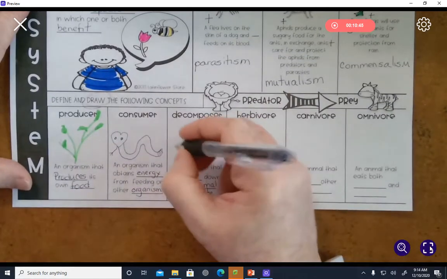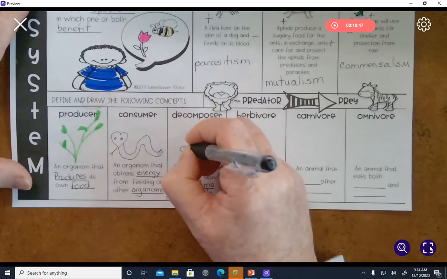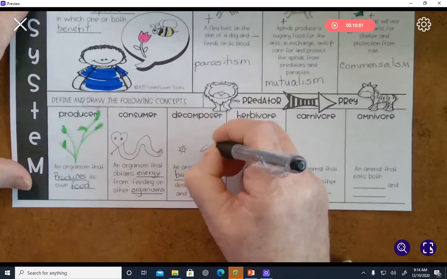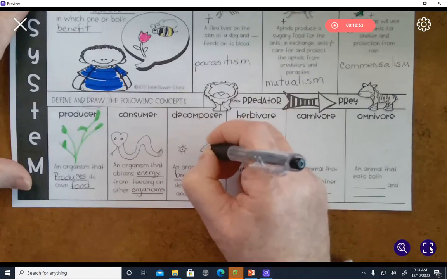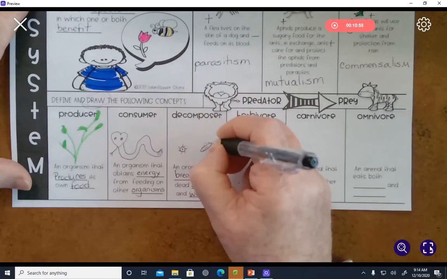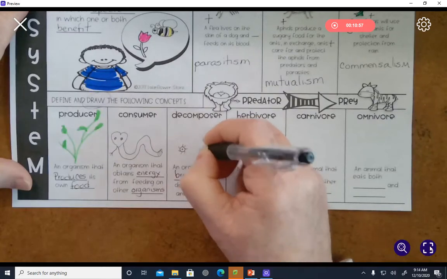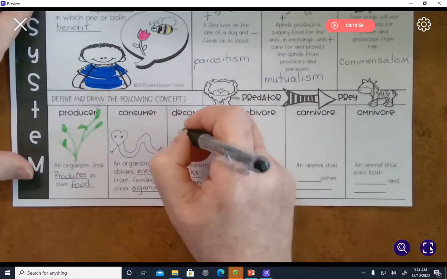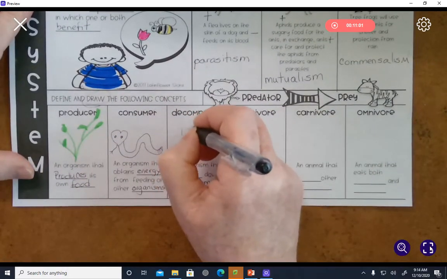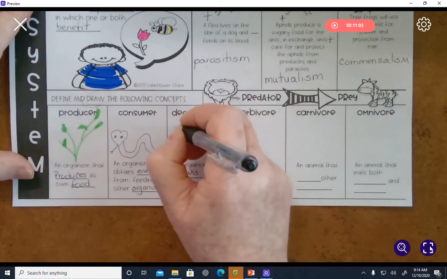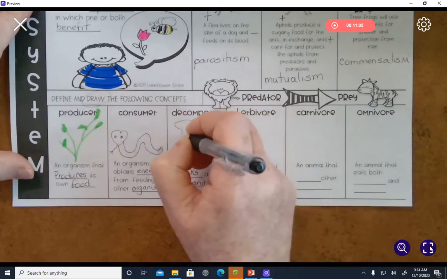So, let's draw some weird looking, can you remember some bacteria? It's usually so small we can't even see it. You can also draw some mushrooms.